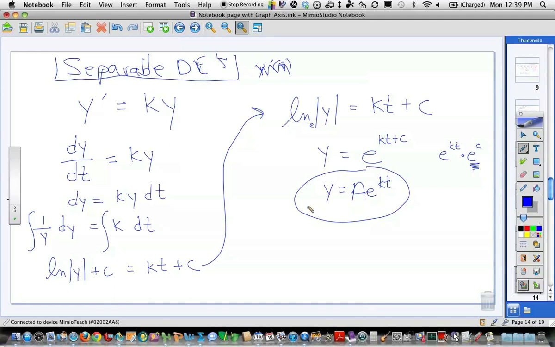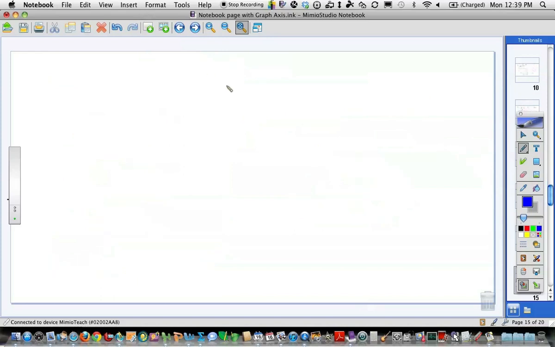Now, if there was an initial condition on this, we could stick that in, we could find the a, find the k, and so forth, and we'd have our solution. So that's called solving by separation of variables. Now, some are separable and some are not. Okay? For example, this differential equation right here is not separable.